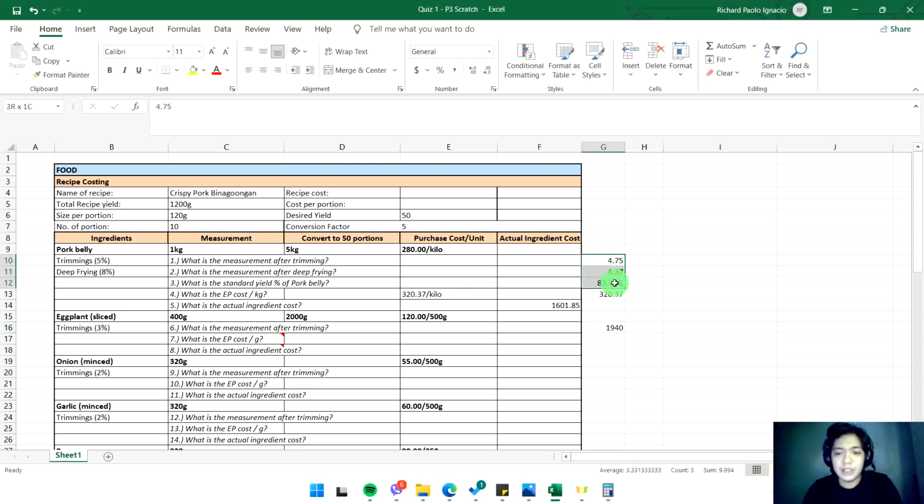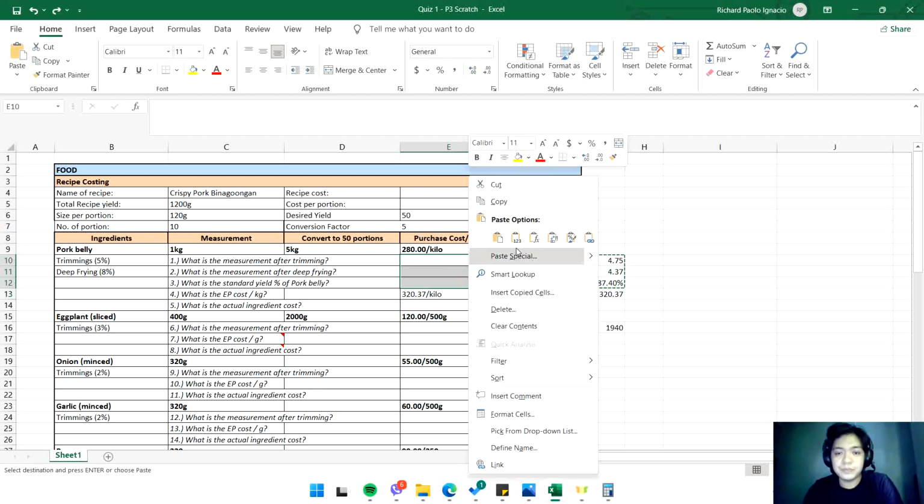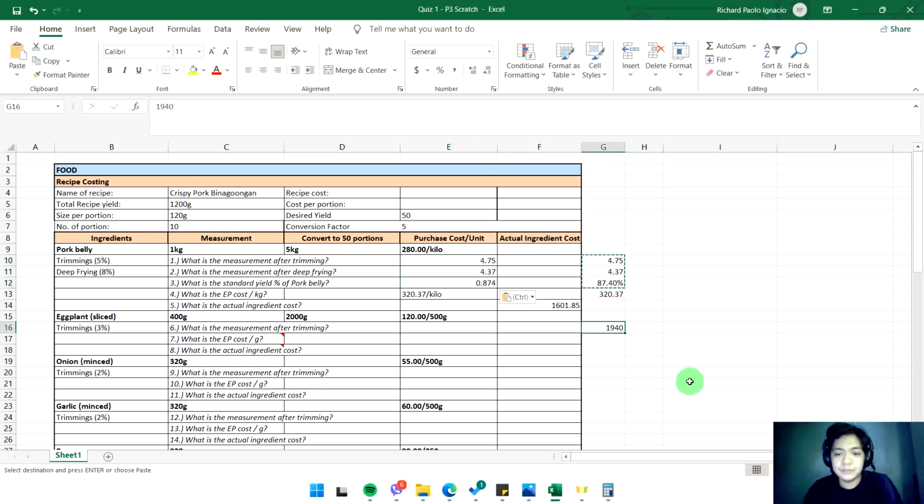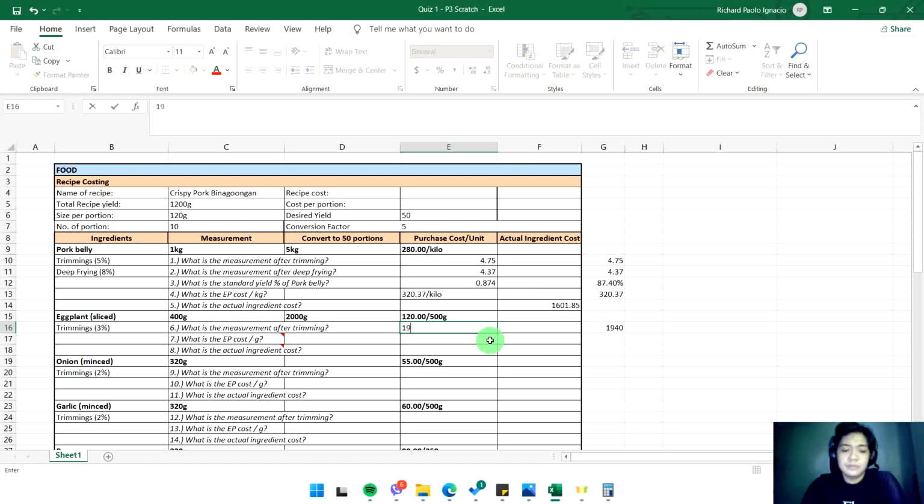Sige, ilagay natin dito na lang para mas malinaw. Yan. Ayan. Teka lang, inaayos ko lang para mas malinaw. Alright.